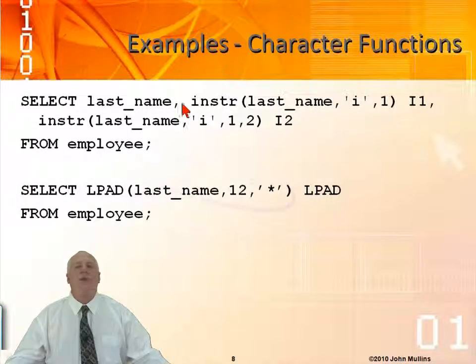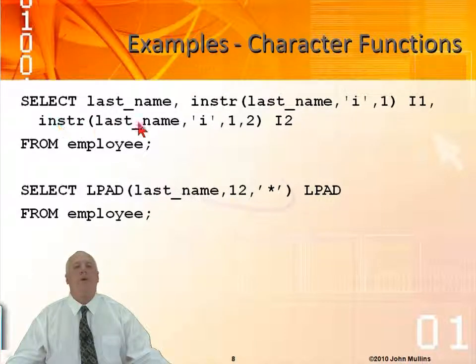Look at the INSTR here. We're selecting their last name, and then the INSTR function, the character string that we're evaluating is last name. And what are we looking for? We're looking for a lowercase i starting in position 1. We're looking for the first occurrence of that. So in other words, it's going to look for all names that contain an i, and if they do, it'll return the position where it found the i.